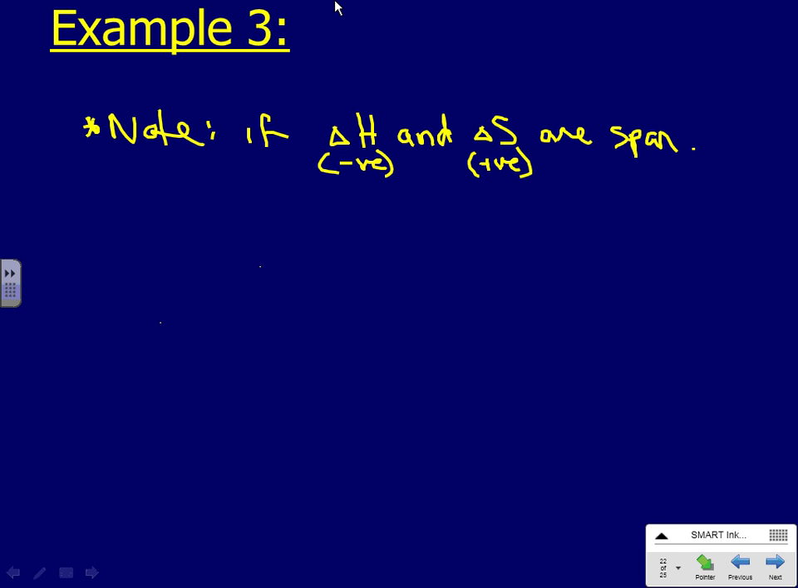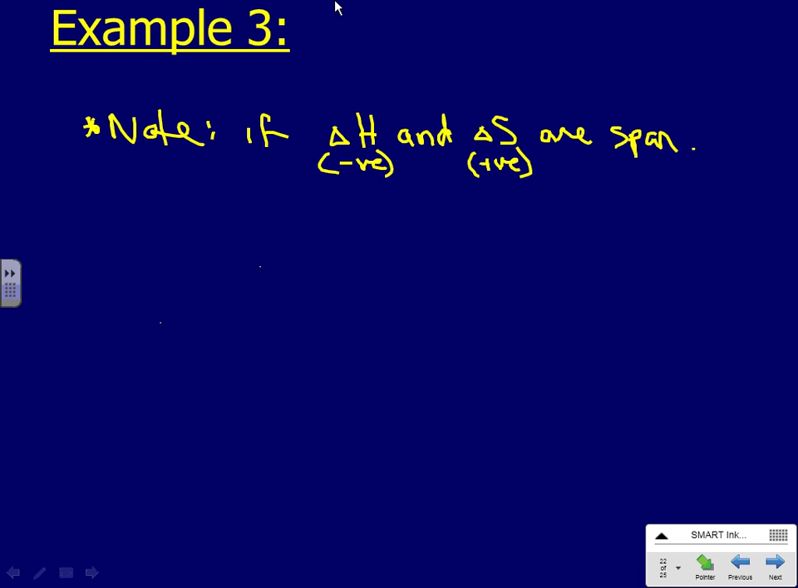Where the signs are opposite, like I said. And I asked you the question, over what temperature range will this reaction be spontaneous? It's kind of a trick question, because what everyone wants to do is use the equation and figure out a T. But there is no T that's going to work because the signs are opposite and you're going to get a negative value for the T.